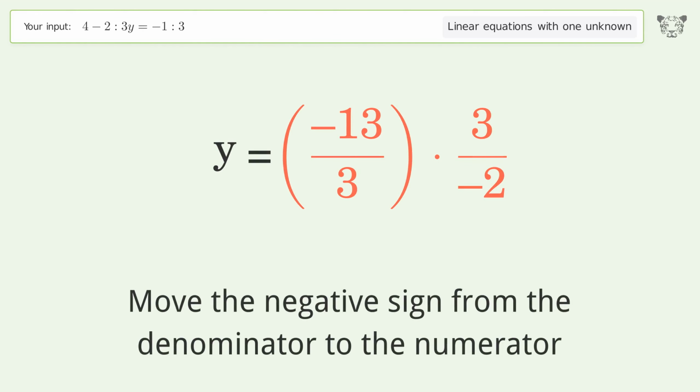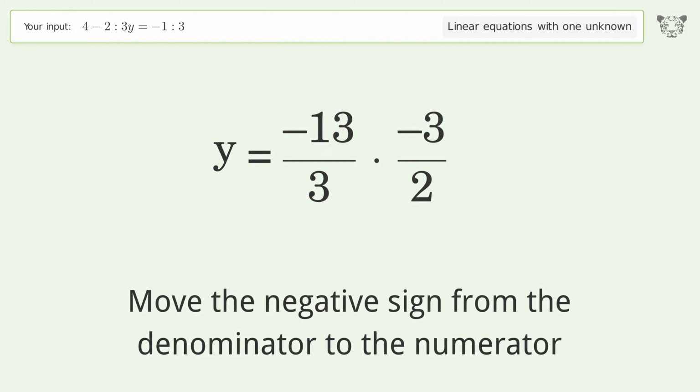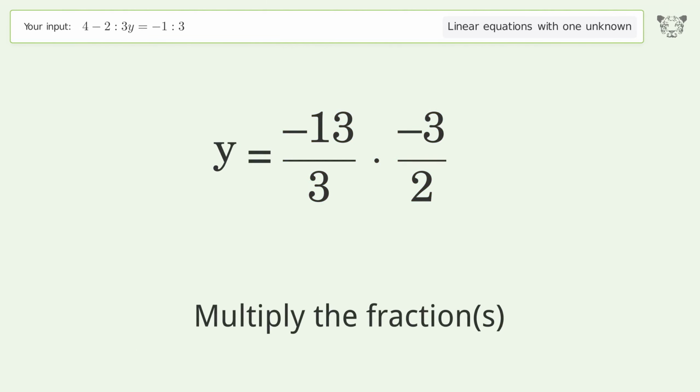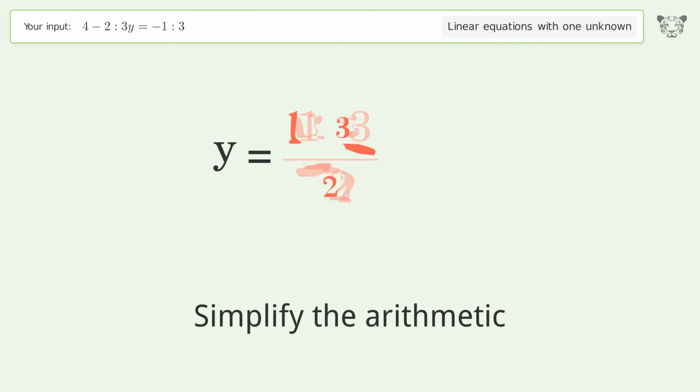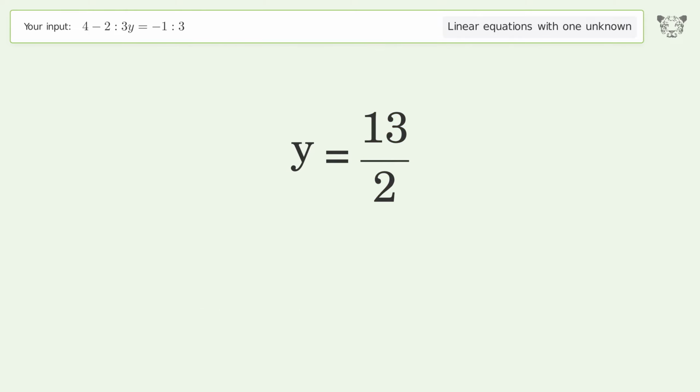Move the negative sign from the denominator to the numerator. Multiply the fractions. Simplify the arithmetic. And so the final result is y equals 13/2.